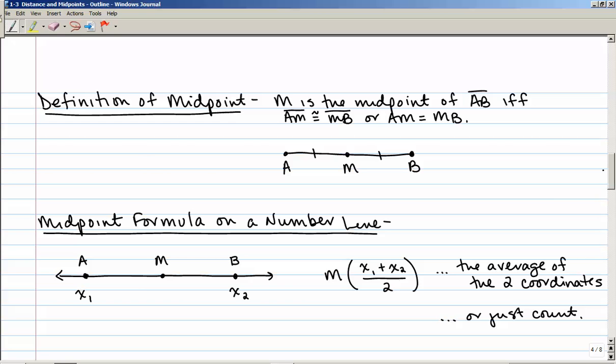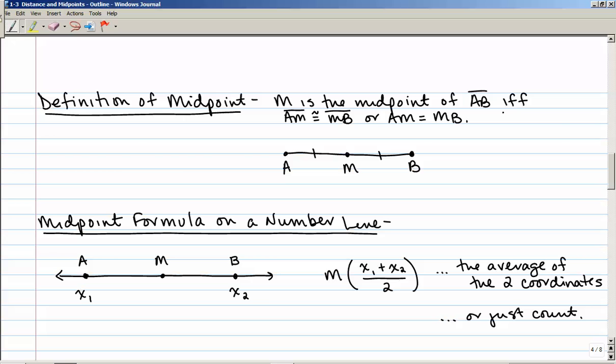Definition of midpoint. M is the midpoint of segment AB if and only if segment AM is congruent to segment MB, or the length of AM is equal to the length of MB. Let me back up here. So you probably thought I spelled if wrong here.